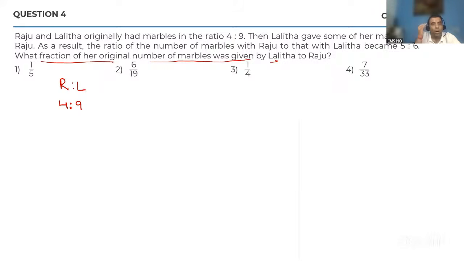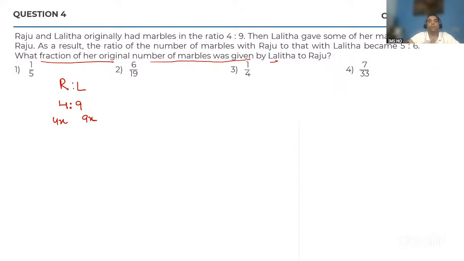This is one of the very basic ways, but in general, I've seen that if you follow that approach, you may get stuck in between. I'll tell you why people get stuck. If the ratio is 4:9, the first thing that comes to my mind is to take it as 4x and 9x. These are the marbles that were there with Raju and Lalita, R and L.